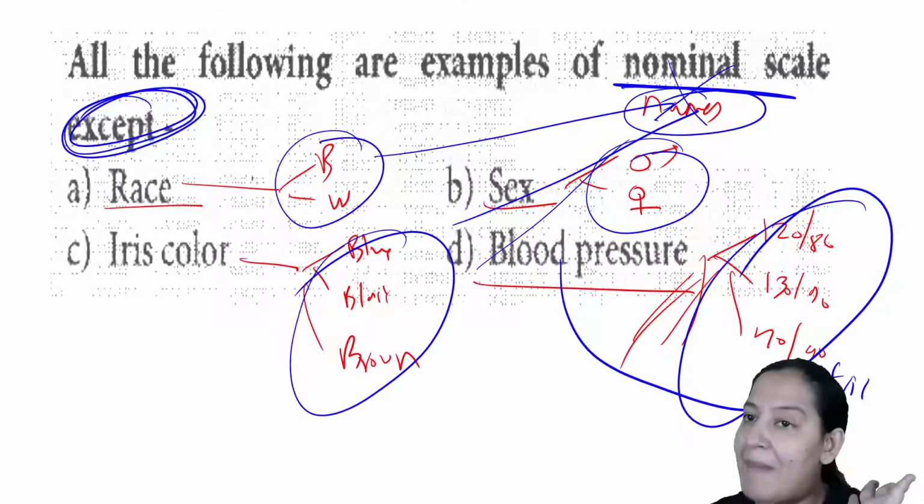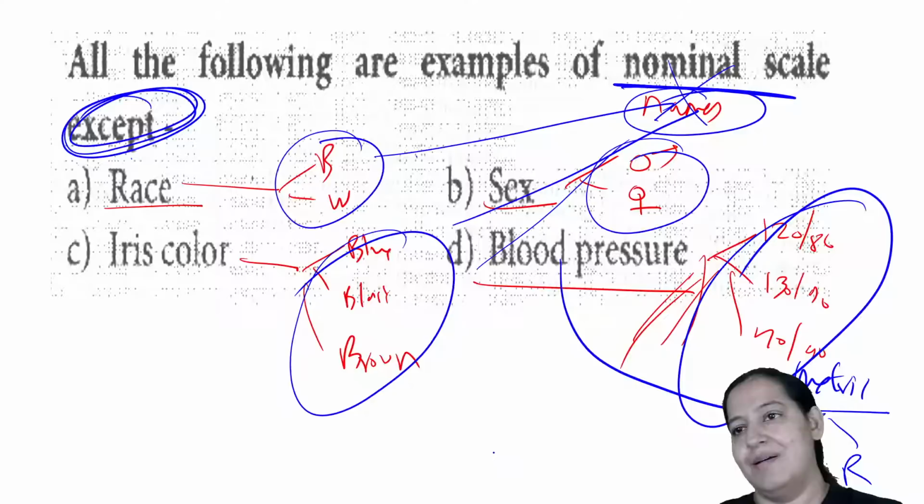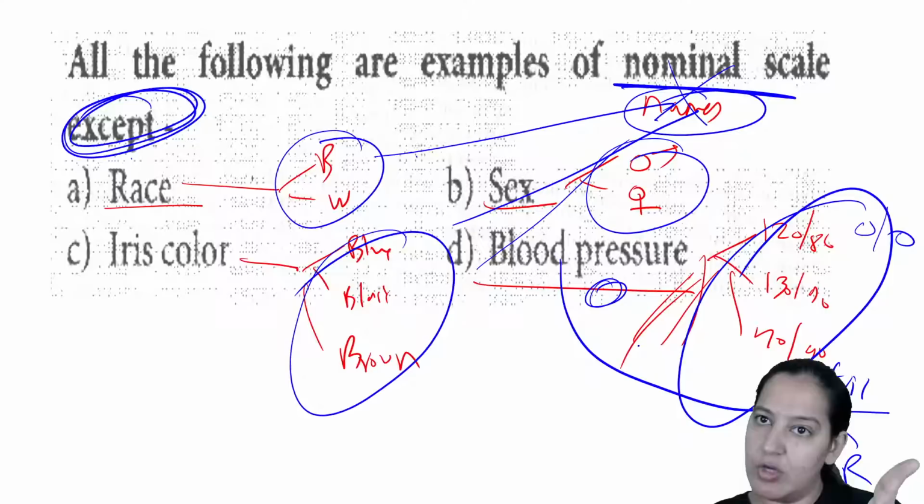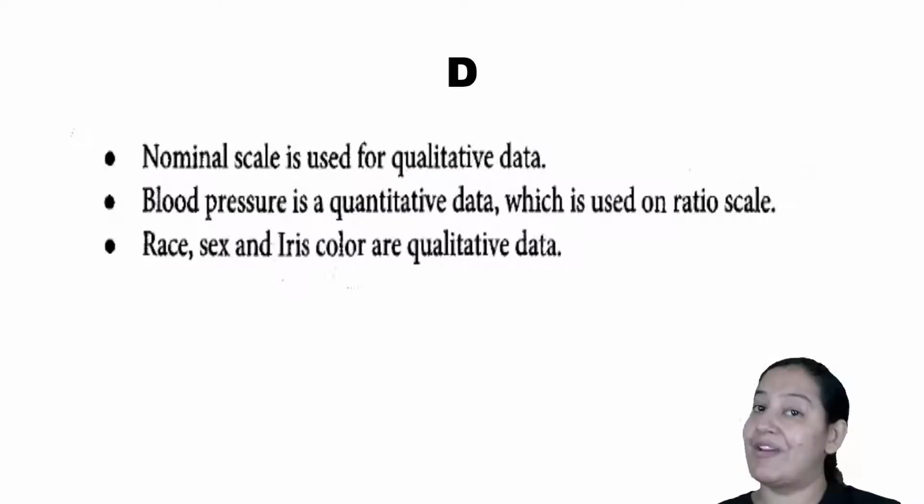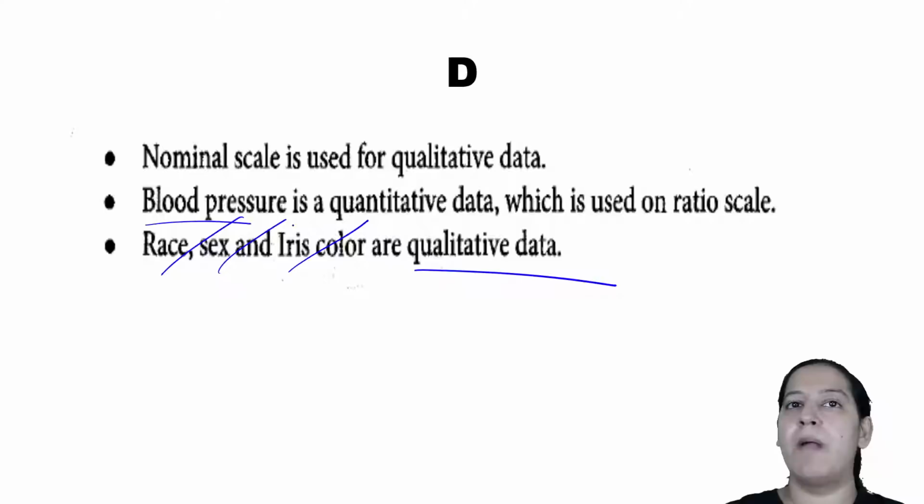Within metric, will it be interval or ratio? Is zero possible in blood pressure? Yes, it is possible. If the person is dead, systolic and diastolic will both become zero. If zero is possible, it goes in ratio. If zero is not possible, it goes in interval. So the correct answer here is D, the ratio scale, because race, sex and iris color are qualitative data, but blood pressure is quantitative data and is taken on a ratio scale because zero is possible. Done.